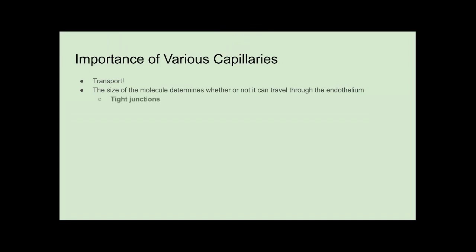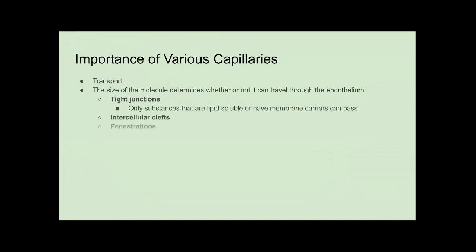Okay, so now we're going to talk a little bit about why the different features of the endothelial cells matter. And the most important thing to remember is they are important because of transport. So the size of the molecule determines whether or not it can travel through the endothelium, and the features that are present on the endothelium play a role in that as well. So for tight junctions, only substances that are lipid soluble or have membranes can pass through the tight junctions.